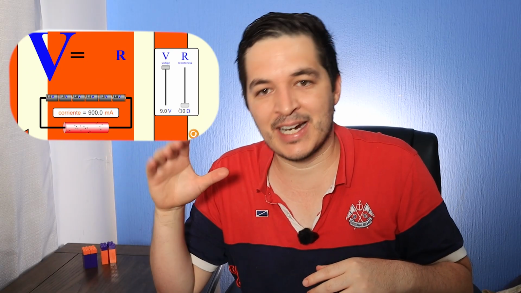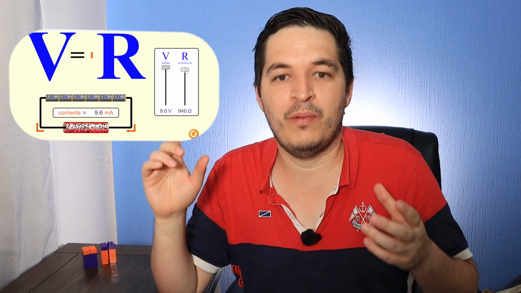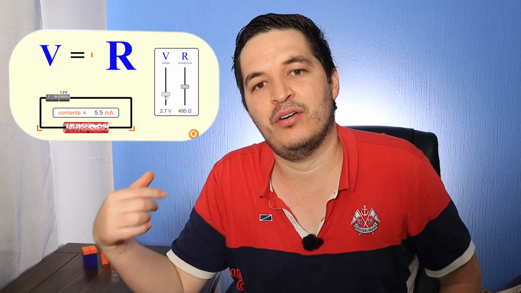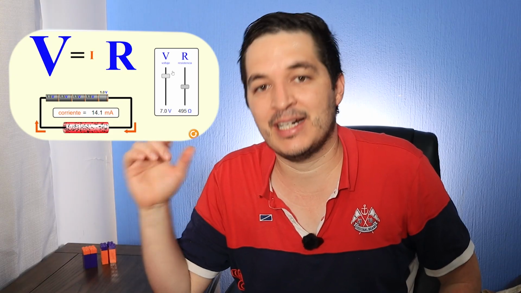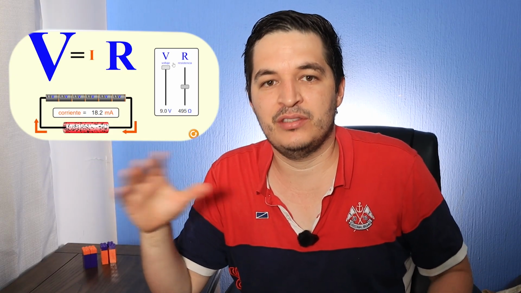If you change the resistance and the voltage stays the same, the current is what goes up or down. And if you increase the resistance, the current drops. If you lower the resistance, the current rises. That is basically it. I hope this makes it a little clearer for you and that you can keep learning a bit more.